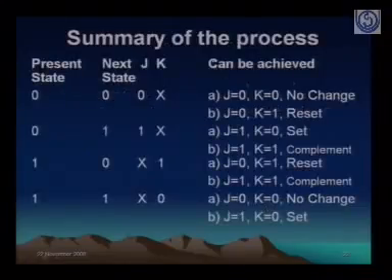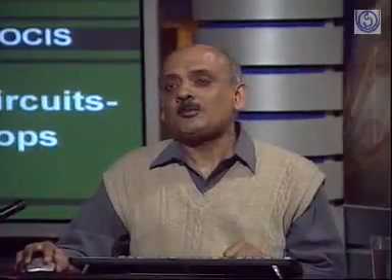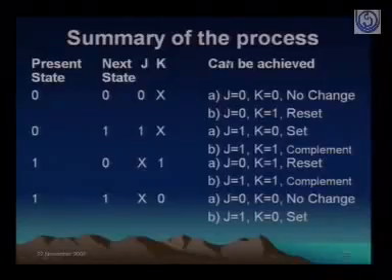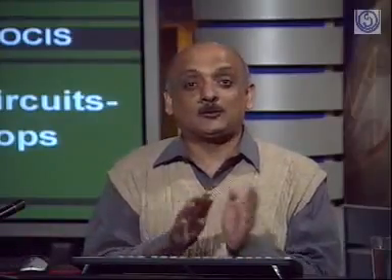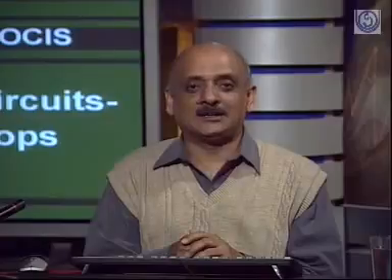So finally, if I want to sum up the whole process, for the present state of the flip-flop and next state 0, the JK value should be 0 and X, and this is how we come up to J equals 0, K equals 0, and J equals 0, K equals 1. This is exactly what I have explained to you in all the 4 steps. So go through this very meticulously and you will once again be able to make out how we are generating the excitation table.